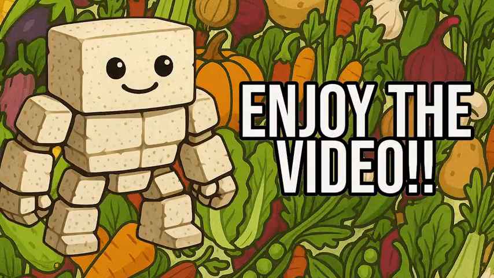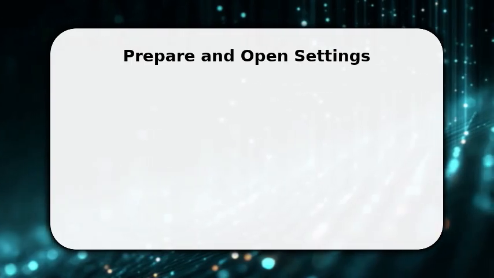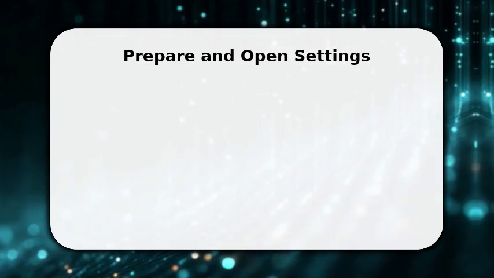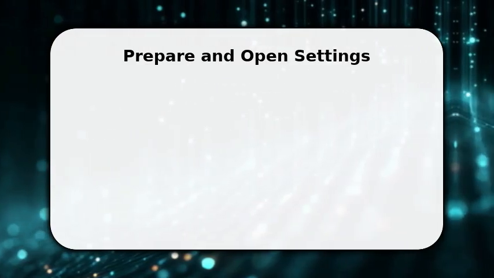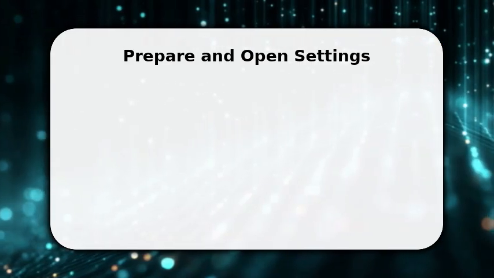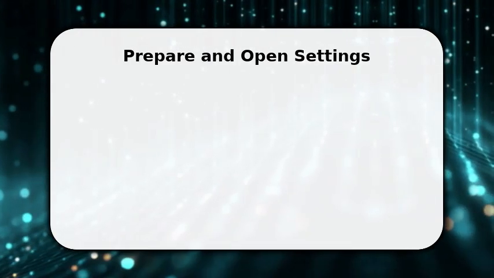Please enjoy the video. You'll start by making sure the phone is unlocked and connected. This avoids interruptions while you change privacy settings. Open Settings, then Privacy and Security, then Location Services. Once there, scroll down and tap System Services. That's where iOS stores significant location data and related history.